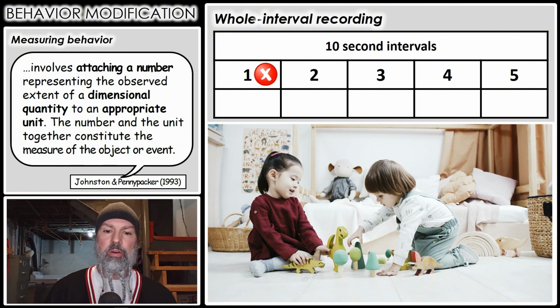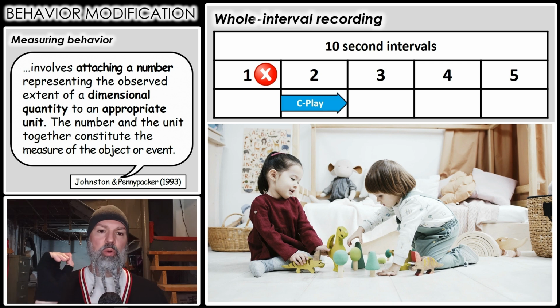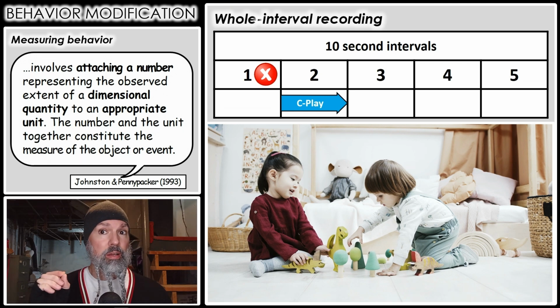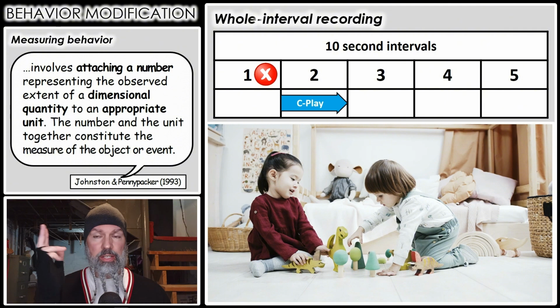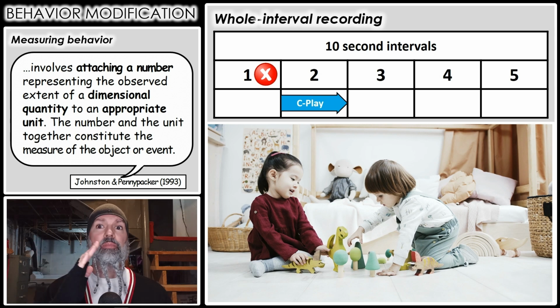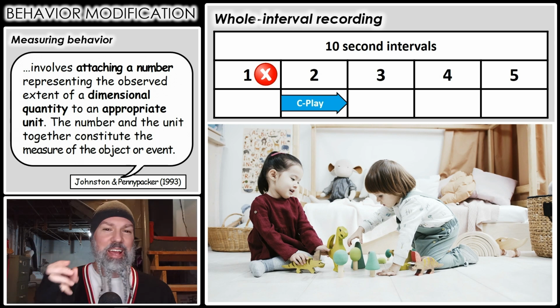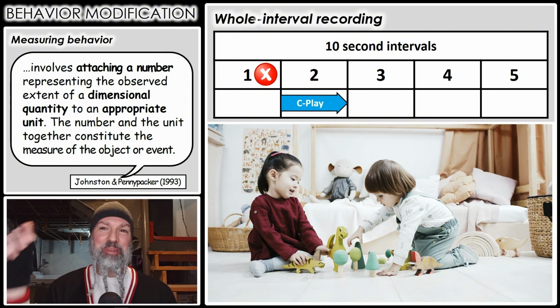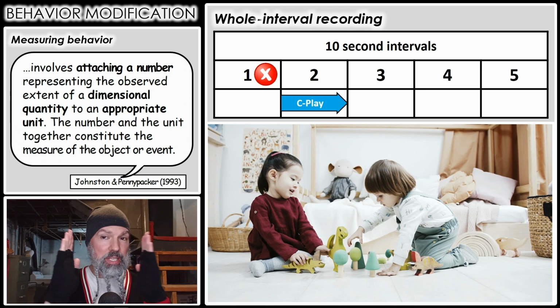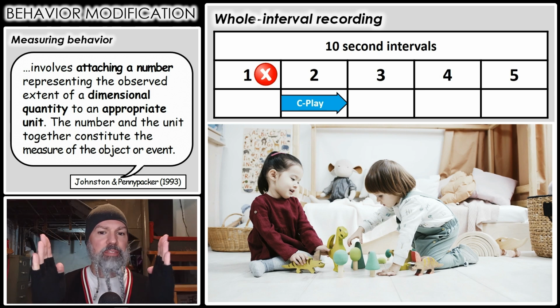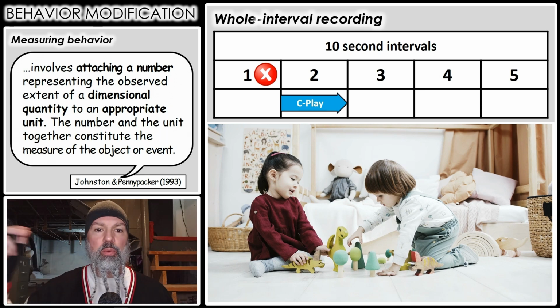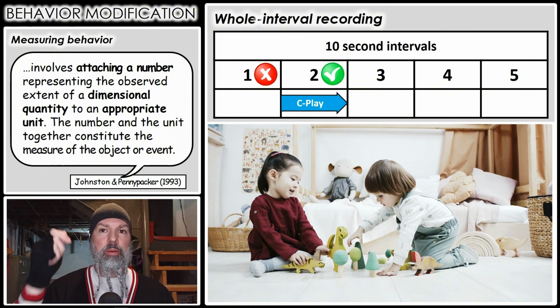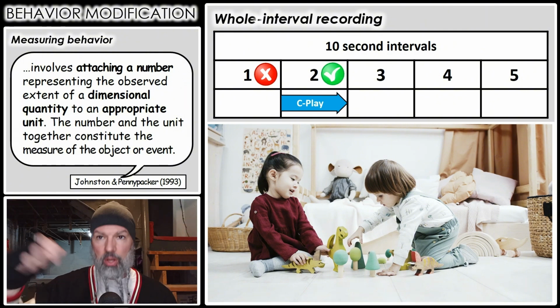Now in the second interval, let's say that they were playing from the time that you started observing. As soon as you turned your attention to these children at the beginning of that 10-second interval, they were cooperatively playing. And at the end of the interval, they were cooperatively playing. So for those 10 seconds that you observed them, they were cooperatively playing. Well, in whole interval recording, that would be checked off as an occurrence of the behavior.